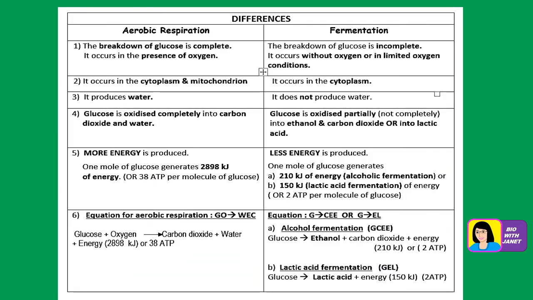So these are the notes on the differences between aerobic respiration and fermentation. You can read through this and copy it down if you haven't, if you want to. And here I've written the equation for aerobic respiration is GOEC. For fermentation it is GC or GEL. Simple and easy to remember. And then the word equation is written below here, which can be asked in SPM. As for example, just now you're asked to write the word equation for aerobic respiration. But you can also be asked to write the word equation for alcohol fermentation, which is GC, and lactic acid fermentation, which is GEL.